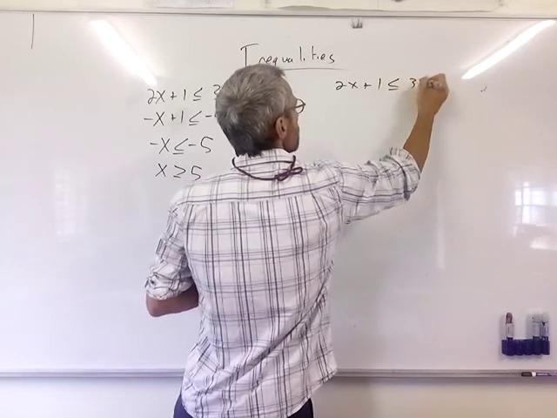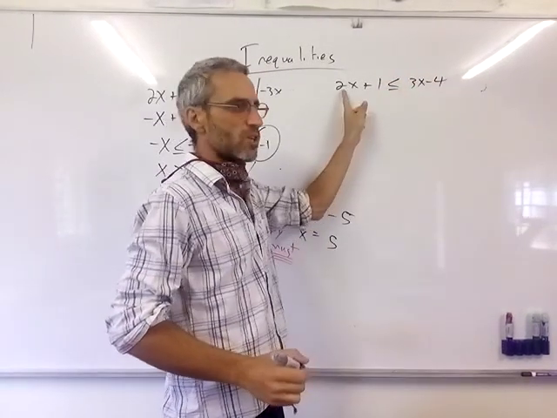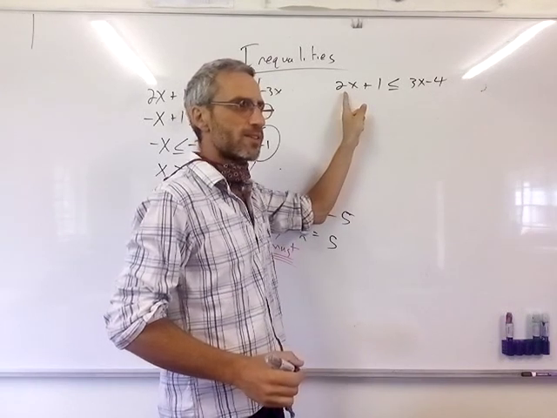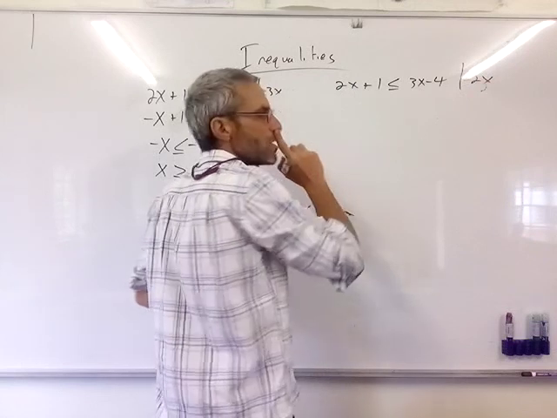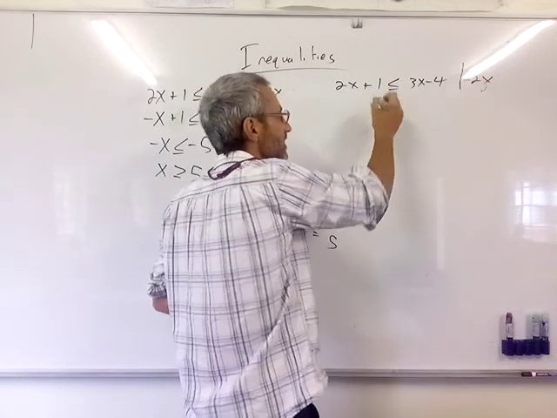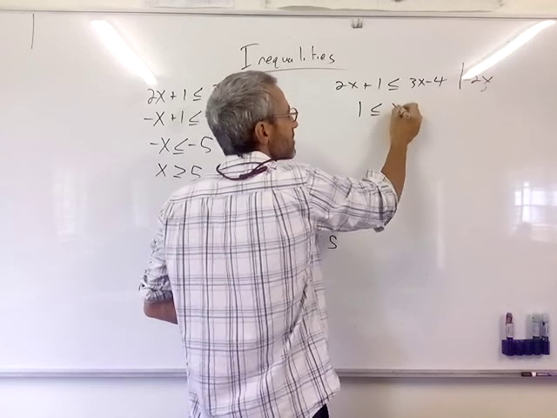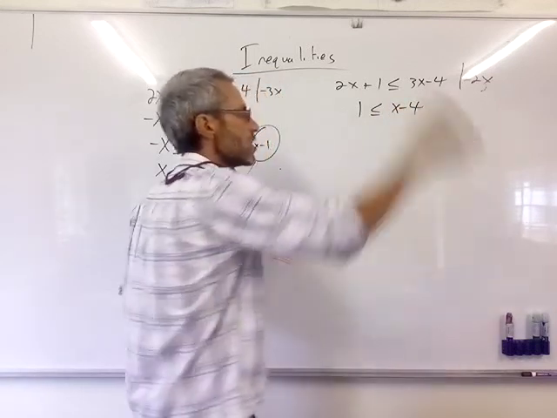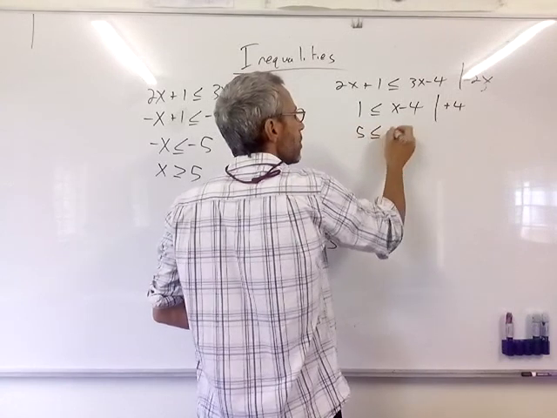So what Hinkel did, which is what I would do, I wouldn't move the minus 3x to the other side because I'm going to have negative x. So I will do minus 2x. But then you have to be careful to keep the sign the same way. So you're going to have 1 smaller or equal to x minus 4. Then you will get rid of the 4. So you write 5 smaller or equal to x.